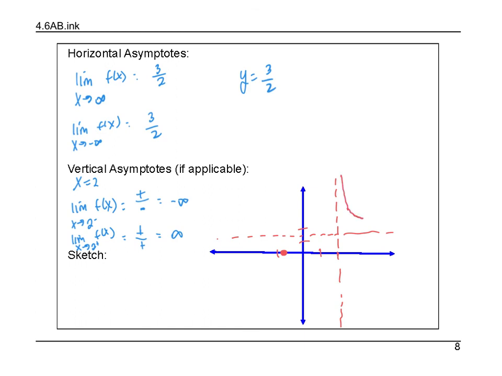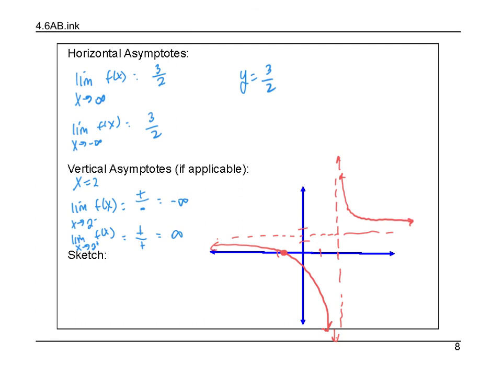Okay, so that's going to confirm the behavior that I was predicting, and it also is consistent with the fact that at my vertical asymptote, I'm going down to the left of it, and I'm going up to the right of it. It's consistent with my concavity. The left branch is concave down, the right branch is concave up, but both branches are decreasing.